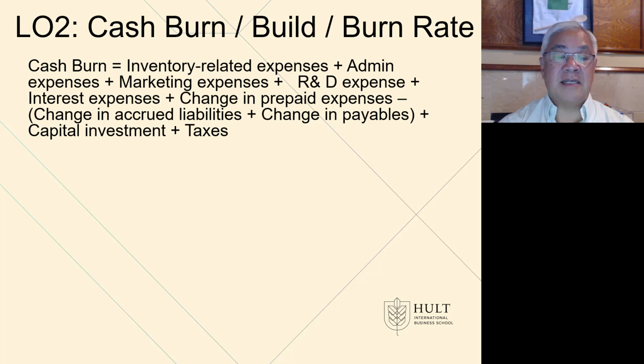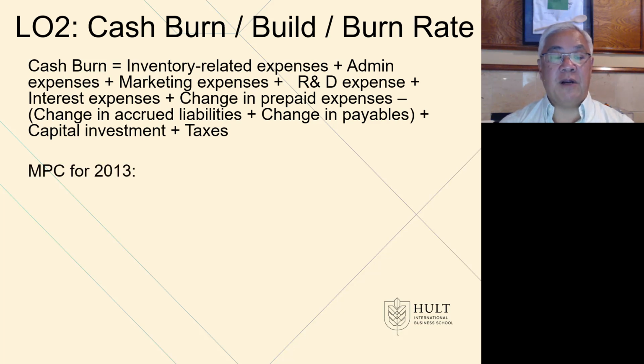On the liability side, we have changes in accrued liabilities and payables. If our vendors are nice to us, let us pay them slower, we're reducing our cash burn. If they're very demanding and want cash now, we're going to increase our cash burn. And finally, we're looking at capital investments to build the balance sheet, fixed assets specifically, and taxes.